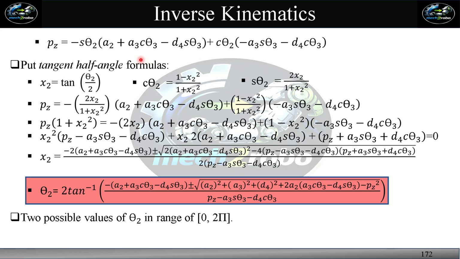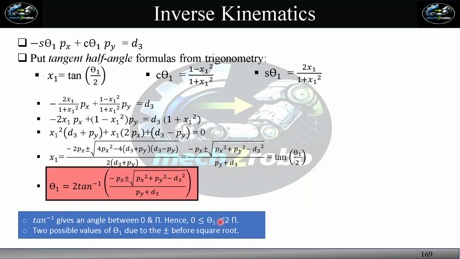And again, by putting the tangent half formula from trigonometry in this equation, we get the quadratic equation in terms of x2 coefficient. And then we factorize this equation by using the quadratic solution formula, and then we get the set of two values of theta 2, which lies between 0 and 2 pi, and thus we get the theta 2 joint angle values. Thus we get the theta 1, theta 2 and theta 3 values.